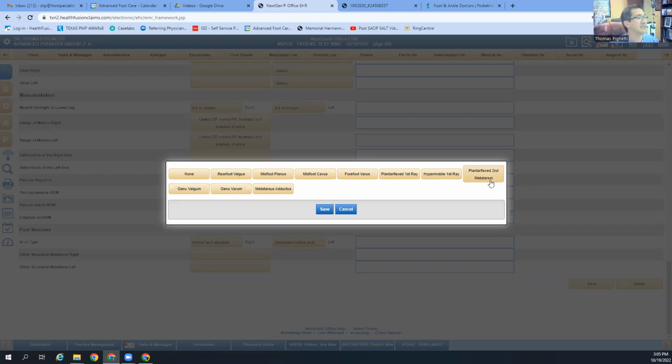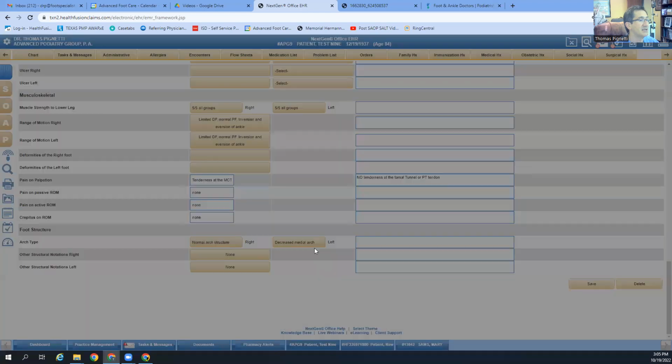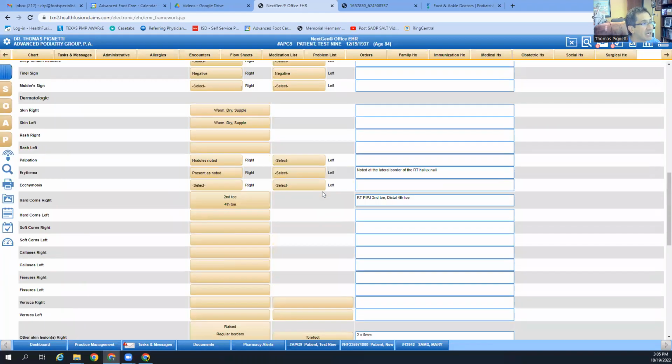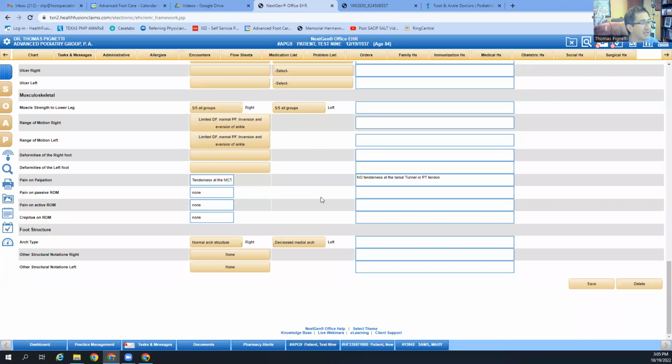Genu valgum is knock knees. Genu varum is bow leg. Metatarsus adductus is that C-shaped curvature where the whole foot kind of angles this way. And we see those sometimes with bunions. But let's just say for the sake of argument, this has none. And this one has none. So that is our entire physical exam history. And we can do other structural notes. We can say something about how they walk or things along those lines also, with their gait.